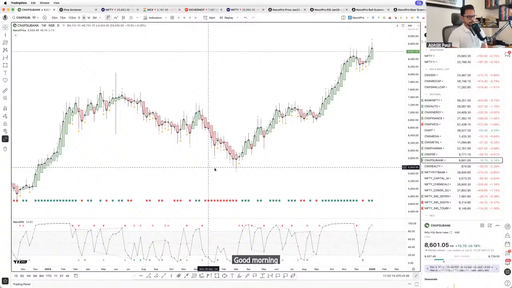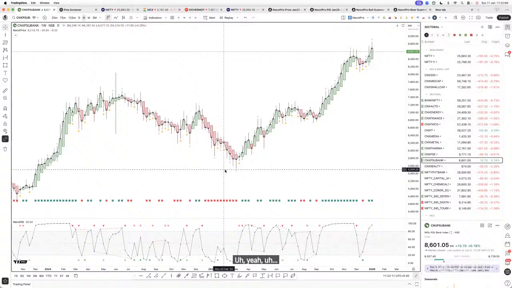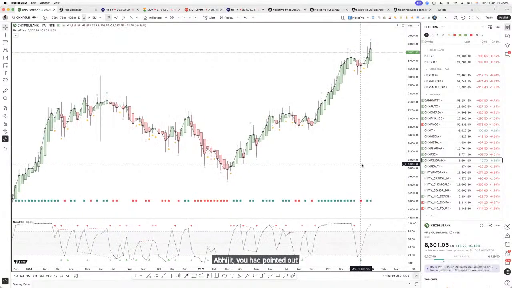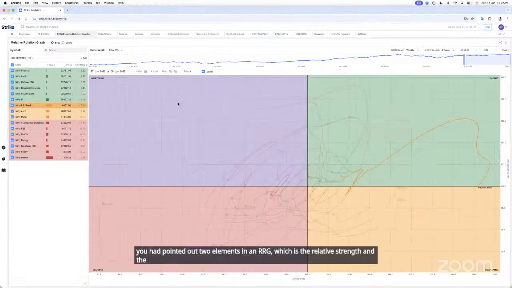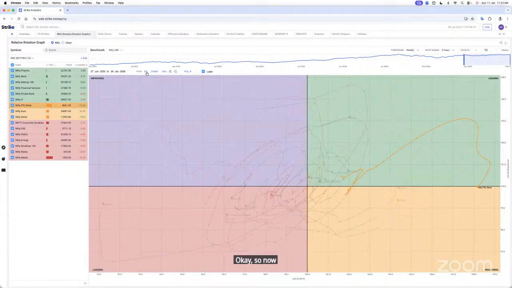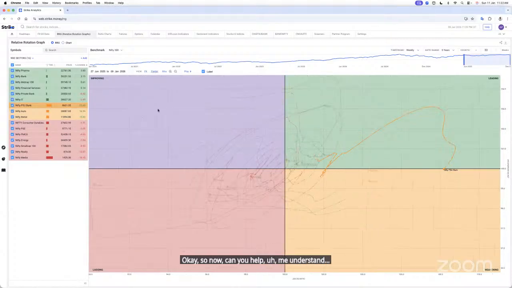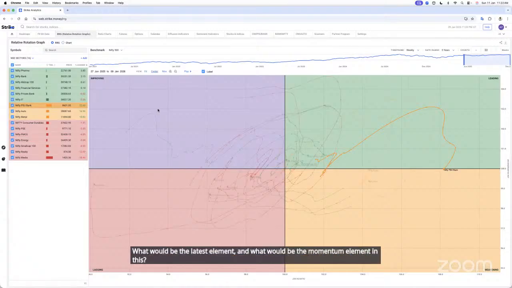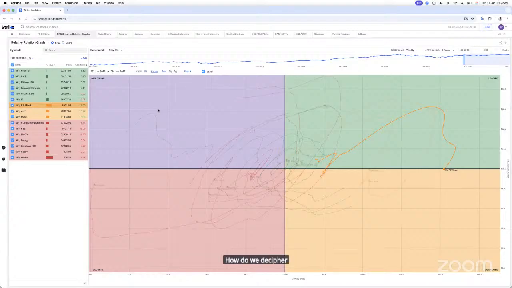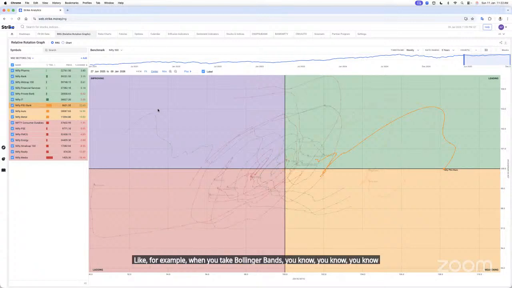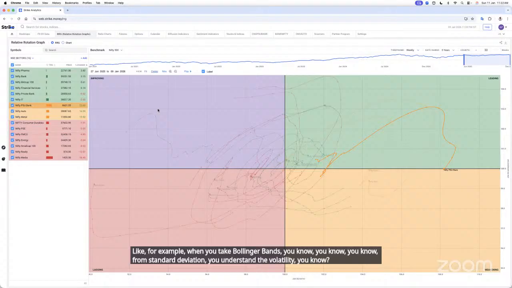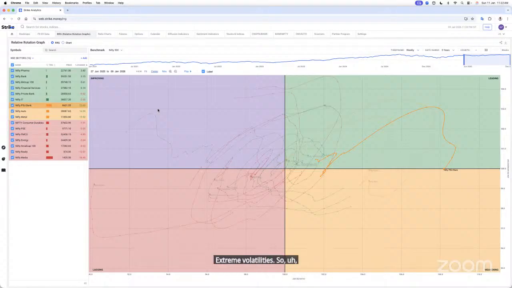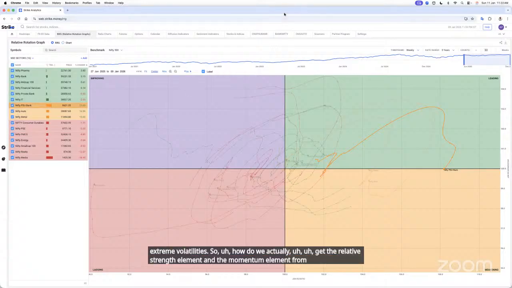Abhijit, you had pointed out two elements in an RRG, which are relative strength and the momentum indicator. Can you help me understand what would be the relative strength element and what would be the momentum element? How do we interpret it from RRG? For example, with Bollinger Bands, from standard deviation, you understand the volatility, extreme volatilities. So how do we actually get the relative strength element and the momentum element from the RRG?